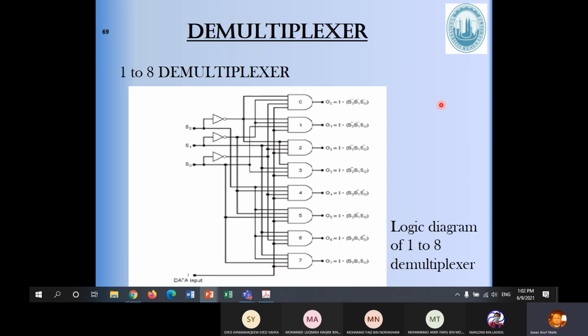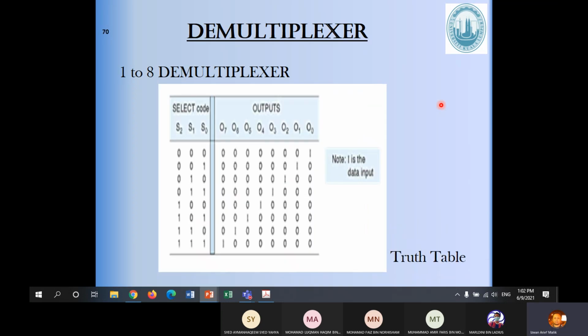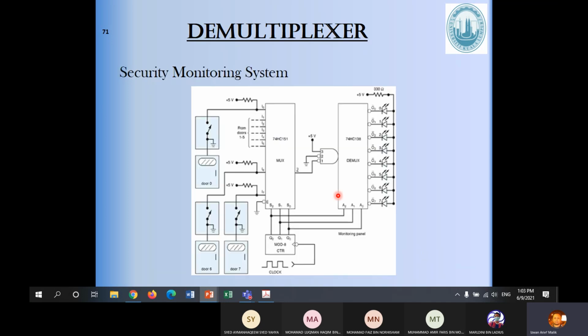Okay. They are all the same thing. Okay. So this is the truth table. 0, 0, 0 until 1, 1, 1. So dia akan jadi output 0. Yang ni output 1, output 2, output 3 sampai output 7. Okay. So that is really the truth table.